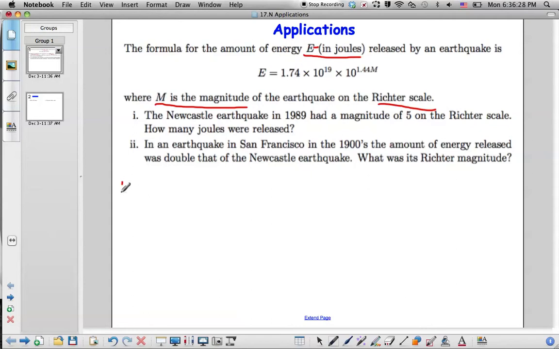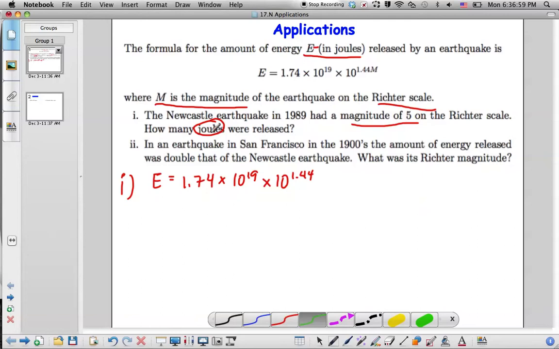So part I here says the Newcastle earthquake in 1989 had a magnitude of 5 on the Richter scale. How many joules? So now we're looking for joules. So let's use our equation. To find joules, we know joules is just the variable E. So we'll write out our formula: E equals 1.74 times 10 to the 19th times 10 to the 1.44. And we can substitute in our m because we know that our magnitude here is 5. So I'll just put in a 5 for our magnitude.